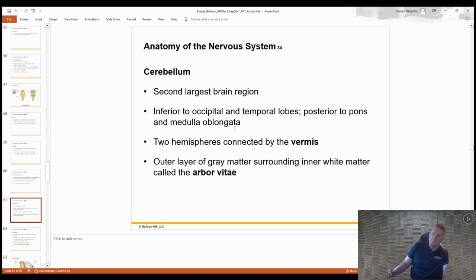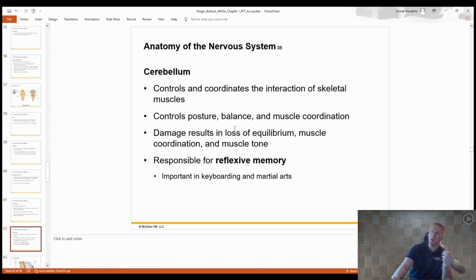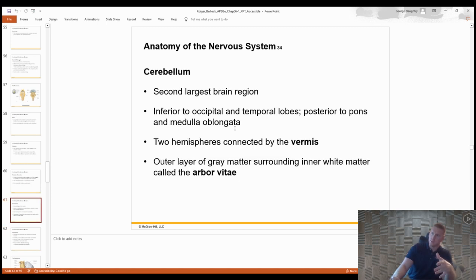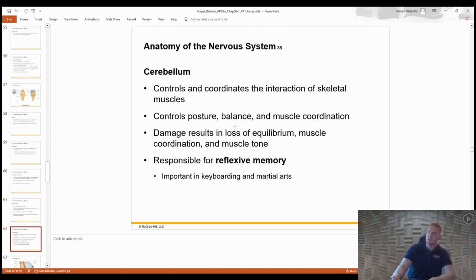Okay, and then once again, just like we were talking about with the other portions of the brain, the outer portion is known as the gray matter. The inner portion is known as the white matter, and the white matter of the cerebellum in this case has a specific name, and this is called the arbor vitae. Okay. All right. The arbor vitae is where the majority of the cerebellum functioning is. That's where our myelinated neurons are. So just keep that in mind.